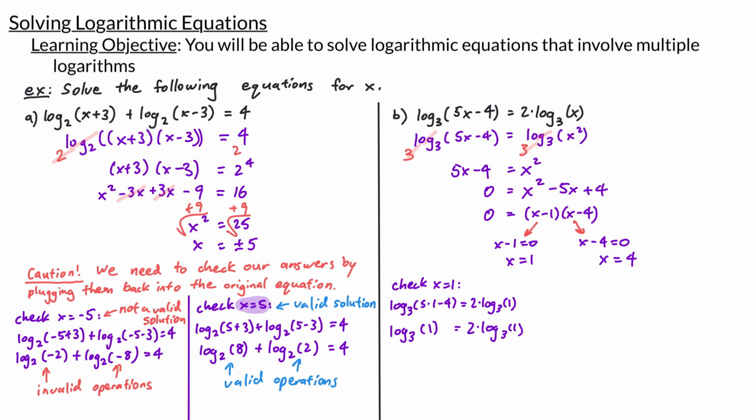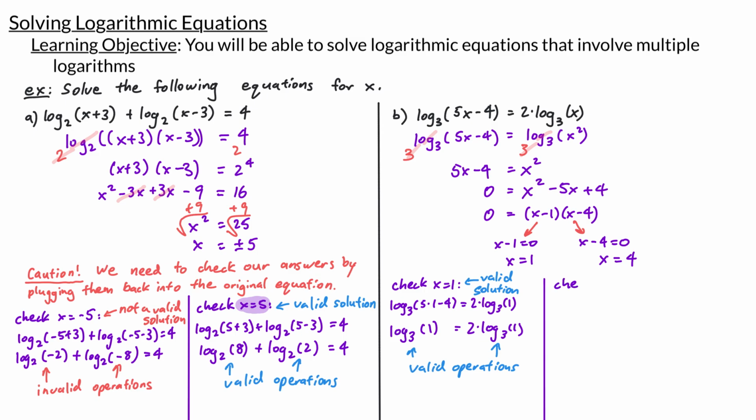So when we check these equations, all we really need to make sure is we can actually perform the logarithms. Looking inside the logarithms, we have 1 inside both of our logarithms, and that's something that we can compute. As long as we're taking a logarithm of a positive number, everything is okay. So in this case, these logarithms are valid operations, which tells us that x equals 1 is a valid solution.